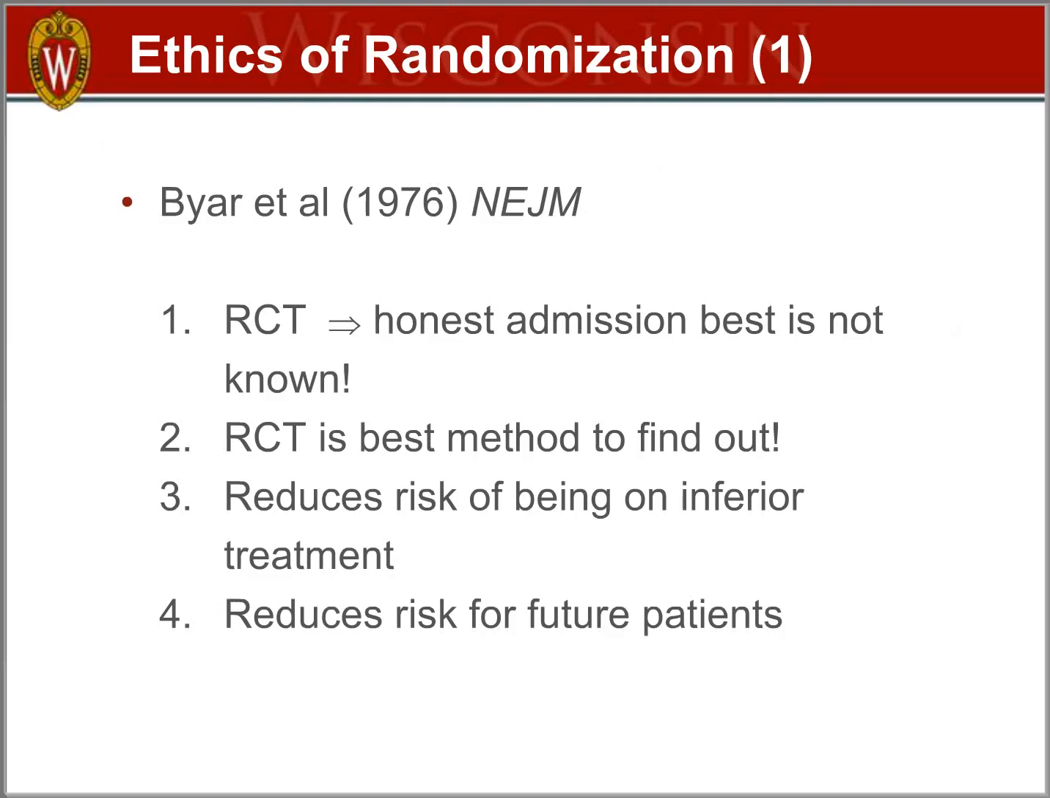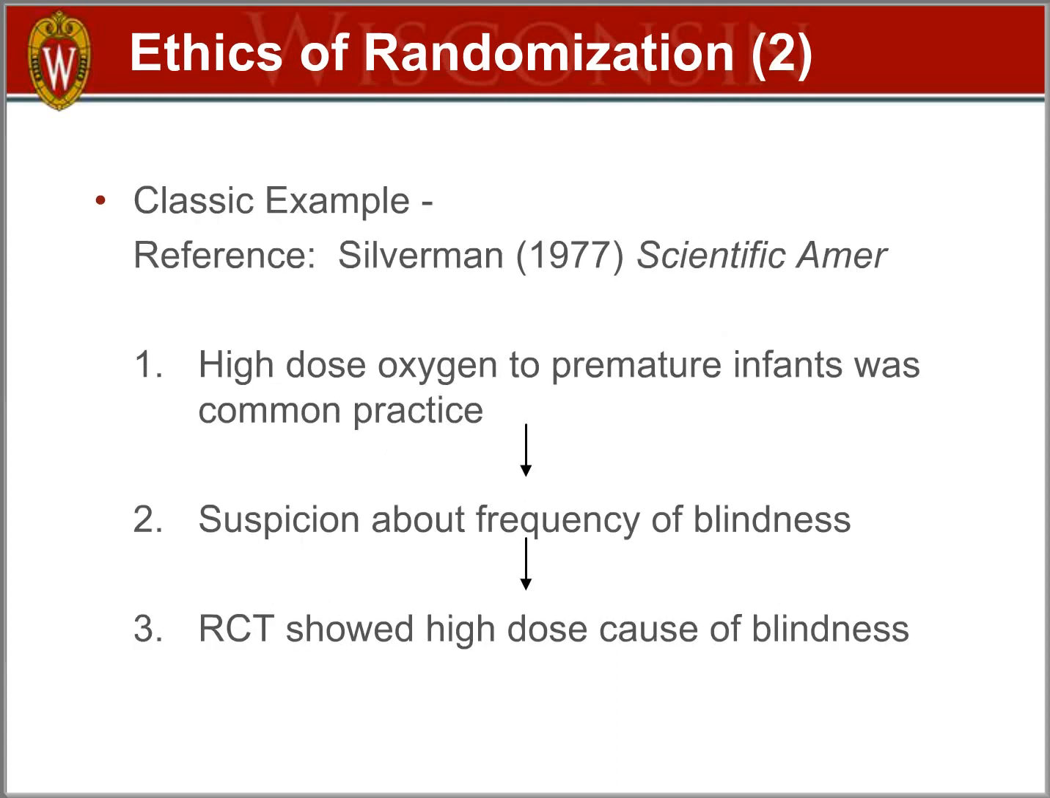So we believe that the randomized controlled trial is the best, most ethical way to conduct a study and find out which treatment is best. It reduces, in fact, the risk of being on the inferior treatment, and certainly reduces the risk for future patients. An interesting example about randomization is demonstrated by an article by Silverman in 1977, which examines the practice of using high-dose oxygen in premature infants. It was common practice. Over time, there began to be a suspicion about the frequency of blindness in these premature infants, and later a trial showed that the high dose, in fact, caused the blindness.